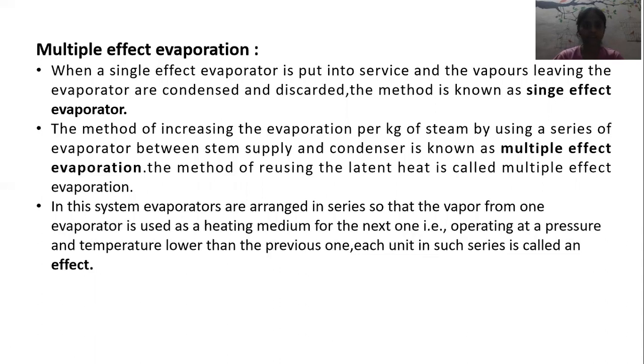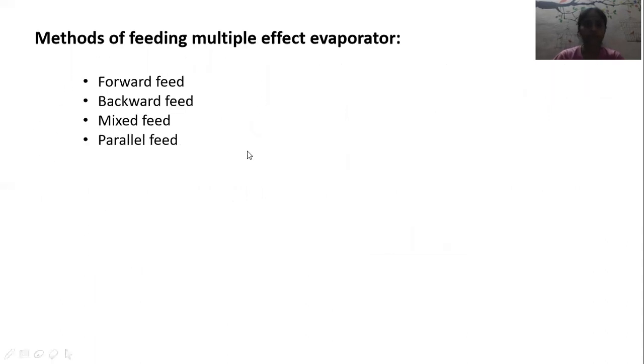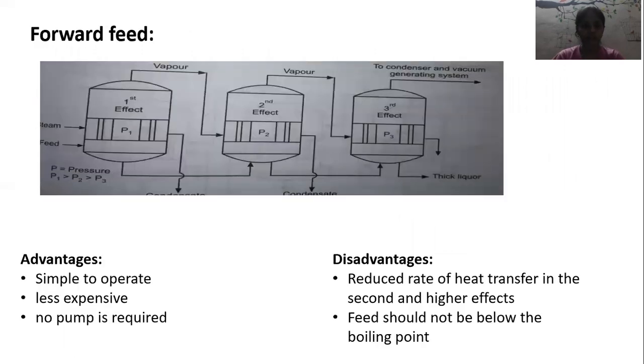So we'll see the methods of feeding. There are basically four methods: forward feed, backward feed, mixed feed and parallel feed. We'll discuss them briefly, starting with forward feed. Forward feed. We can see the figure and the flow arrangement of the forward feed. As the name suggests, forward. Both the vapor, steam and feed flow in the same direction.